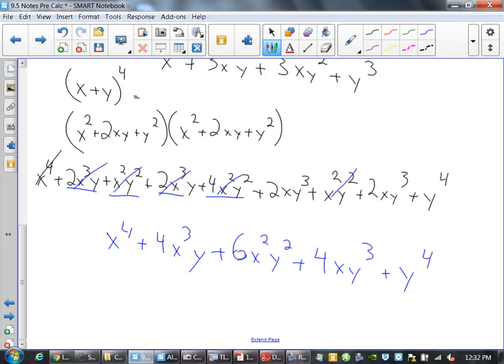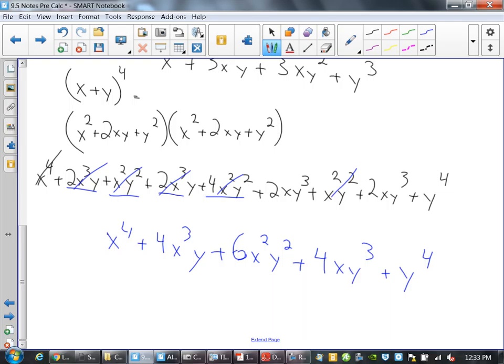So look at your exponents again. Notice what's happening with the x's exponent: 4, 3, 2, 1, nothing. Look at the y's: nothing, 1, 2, 3, 4. What do you think the exponents are going to look like for the fifth power? 5, 4, 3, 2, 1, nothing, and then nothing, 1, 2, 3, 4, 5.